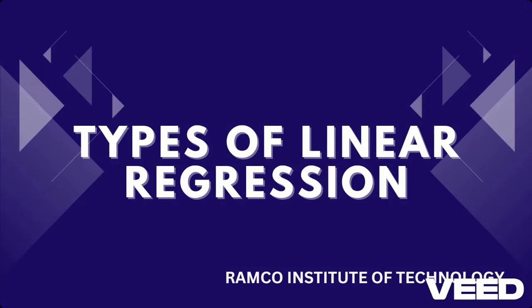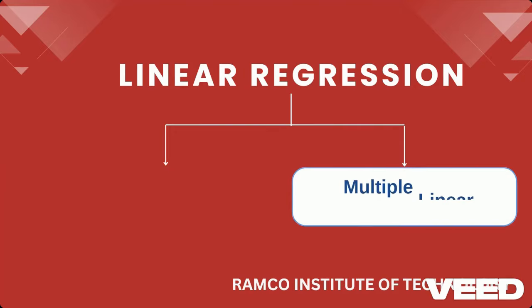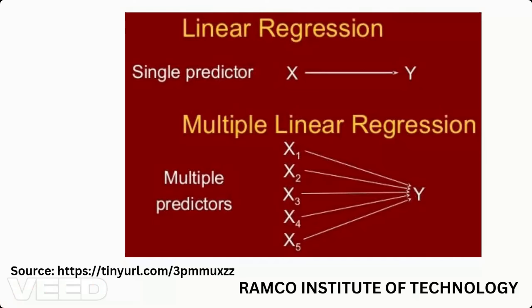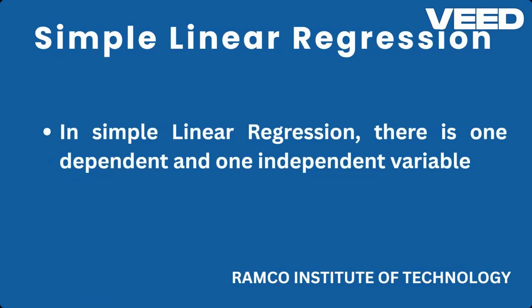Next are the types of linear regression. There are two types of linear regression: one is simple linear regression, then multiple linear regression. Simple linear regression has a single predictor and one dependent variable. In multiple linear regression, there are multiple predictors and one dependent variable. All these multiple predictors contribute to finding the values of y. As I said, in simple linear regression there is one dependent and one independent variable.